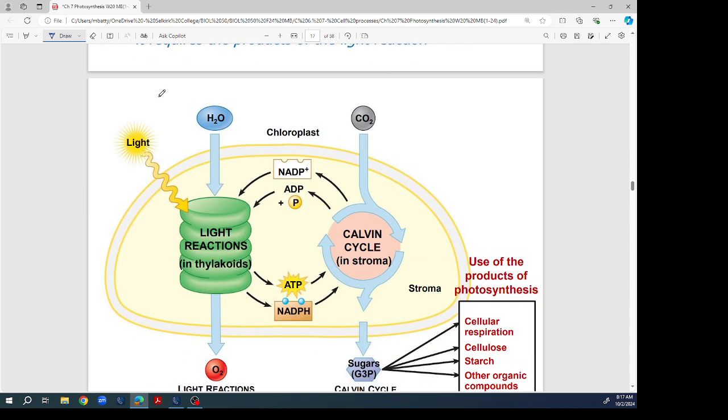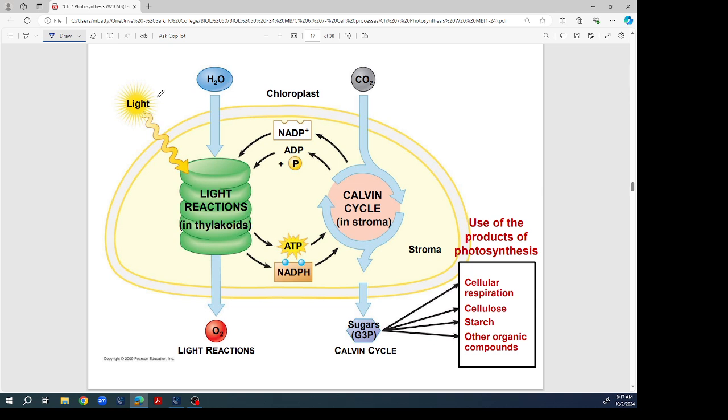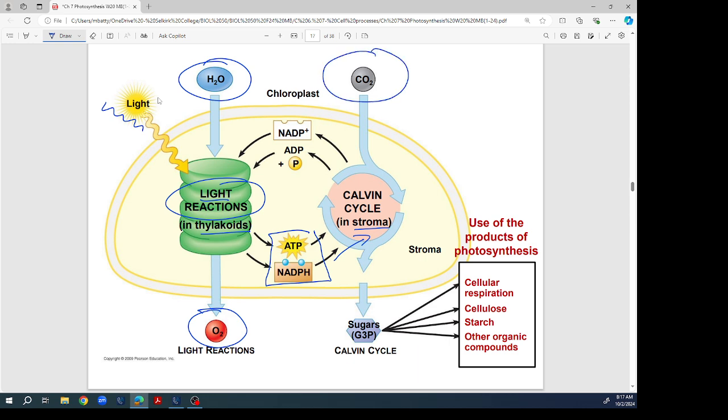So I love this picture. On your review pages for this chapter, I've given you this blank. So we have the light reactions in the thylakoid. The water goes in, the oxygen comes out. This is where that light is going in because they're the light reactions. We have the intermediates being produced and they feed into the Calvin cycle. So the Calvin cycle is in the stroma outside the thylakoids in that fluid-filled part of our chloroplasts. And this is where the carbon goes in and is fixed into organic molecules.